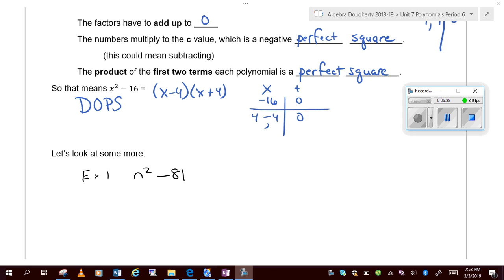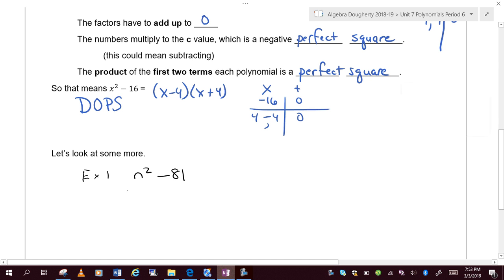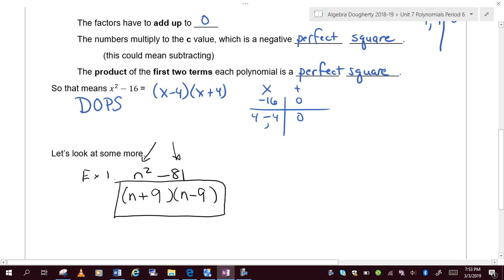N is a perfect square, 81 is a perfect square, so we can write this as, well, the square root of the first term goes in the first spot, n and n. The square root of the second term, the square root of 81, goes in the second spot in each of the binomials, and they're separated by two different signs, a positive and a negative. It makes no difference whether I put the n plus 9 ahead of the n minus 9 as long as they're both in there.